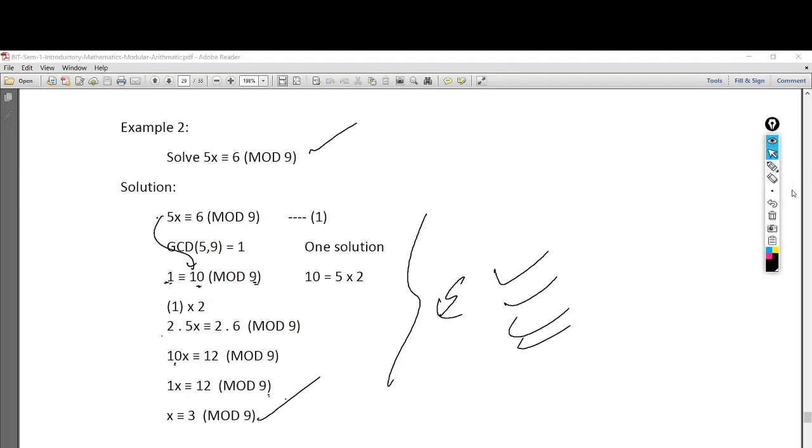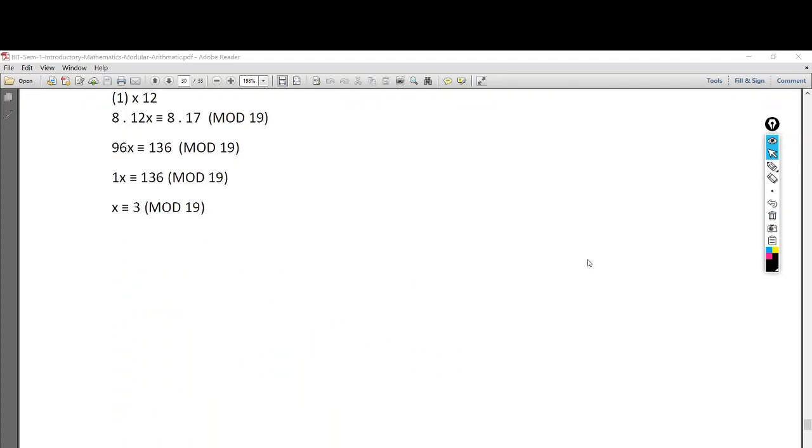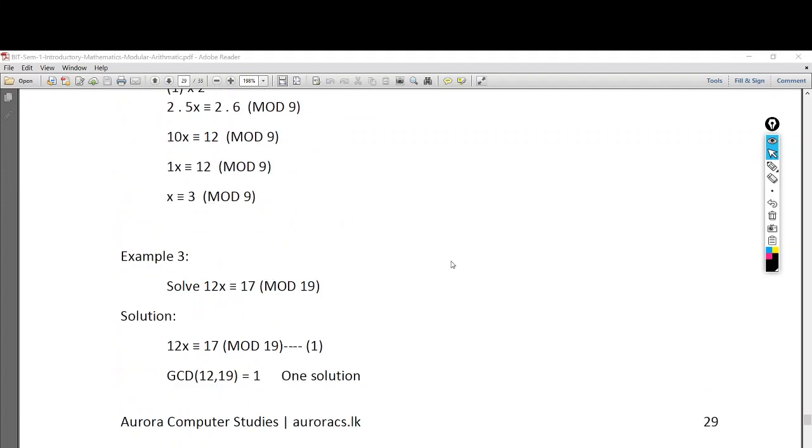So we'll take another example. Anyway, that is our final example. 12x is congruent to 17 mod 19. Again we have to find the GCD of 12 and 19, and you will find that it is 1, because 12 and 19 are relatively prime numbers. So that means we are going to have one solution.